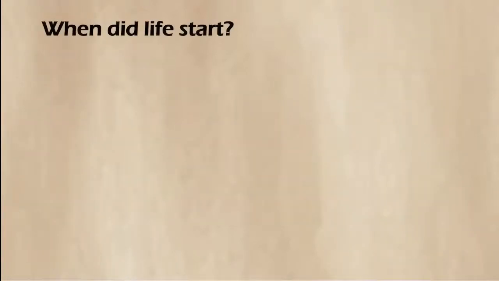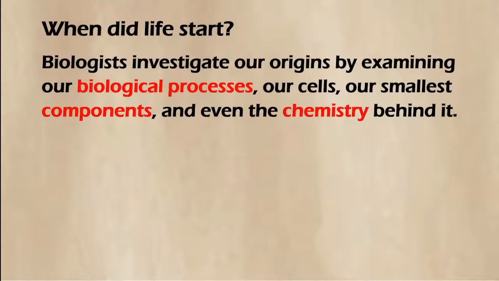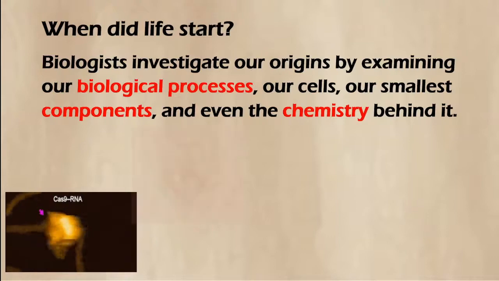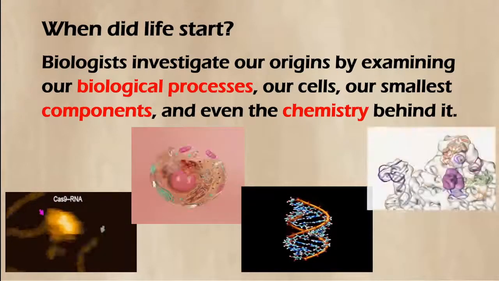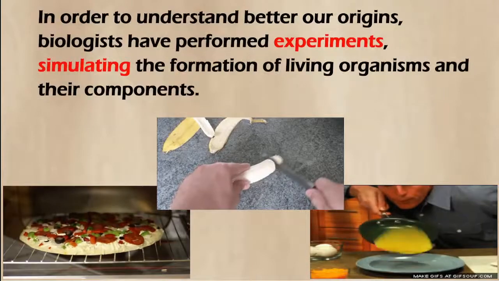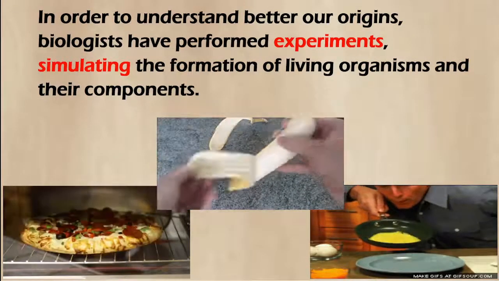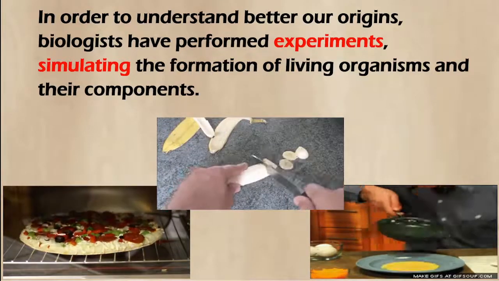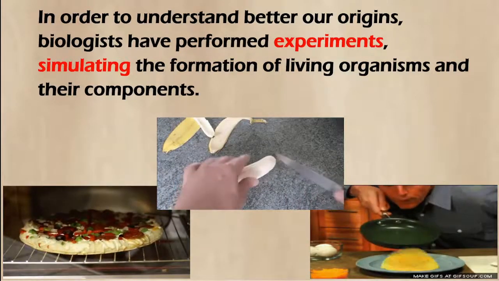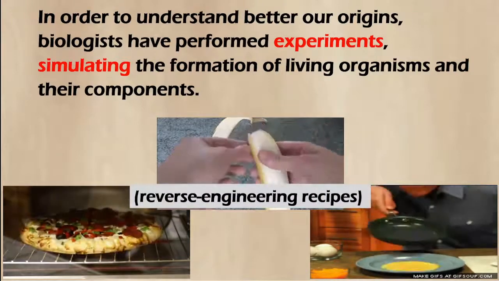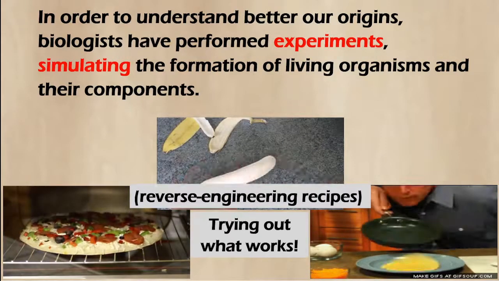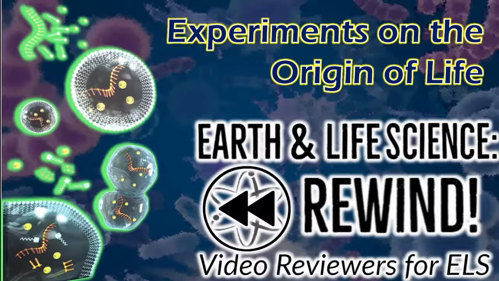But when it comes to life and how it originated, biologists investigate our origins by examining our biological processes, our cells, our smallest components, and even the chemistry behind them. In order to better understand our origins, biologists have performed experiments simulating the formation of living organisms, cells, and their components. It's like finding out the recipe by reverse engineering life itself and trying out what works. In this episode of Earth and Life Science Rewind, we will discuss the experiments on the origin of life.